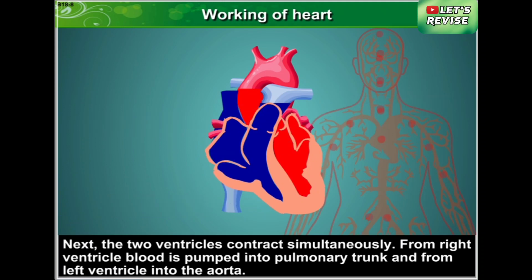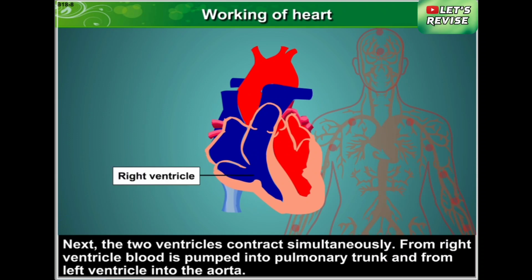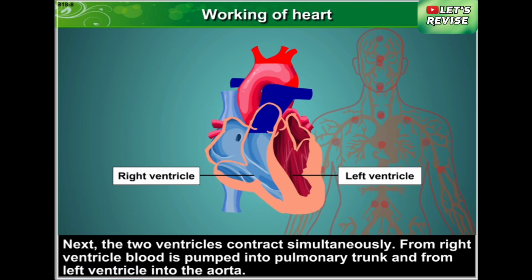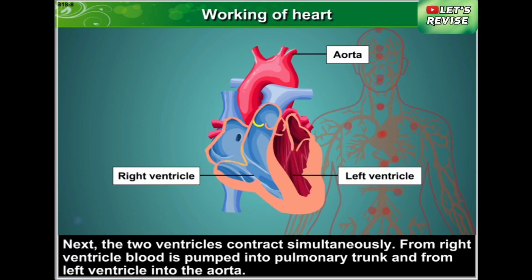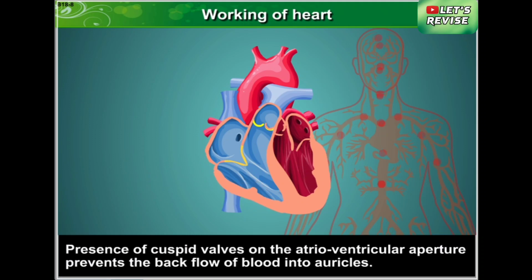Next, the 2 ventricles contract simultaneously. From the right ventricle, blood is pumped into the pulmonary trunk and from the left ventricle into the aorta. Presence of cuspid valves on the atrioventricular aperture prevents the backflow of blood into the auricles.